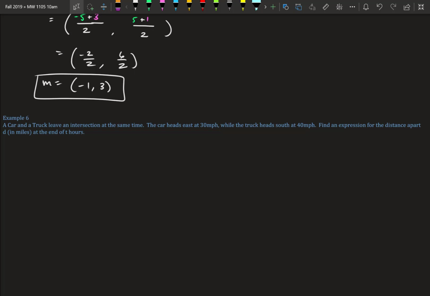So it says find an expression. It's not telling us to solve anything. It's just telling us to find an equation that can find what we want to look for. So we're not actually solving anything here. All right. It says a car and a truck leave an intersection at the same time.